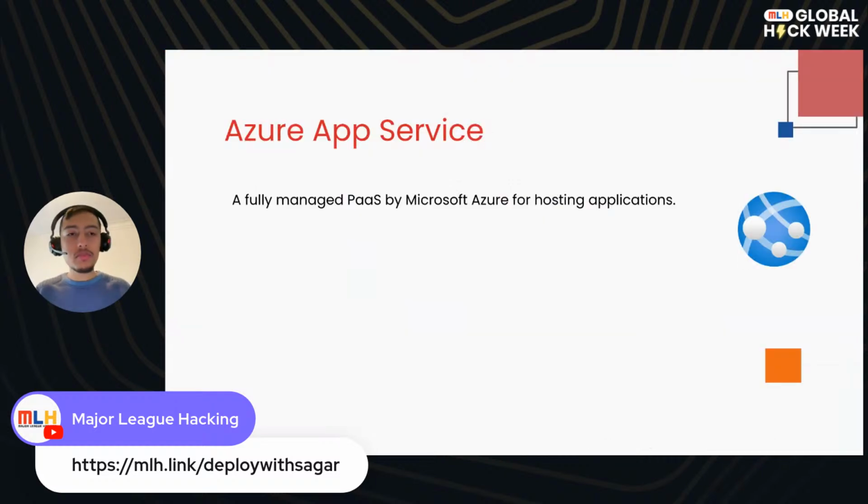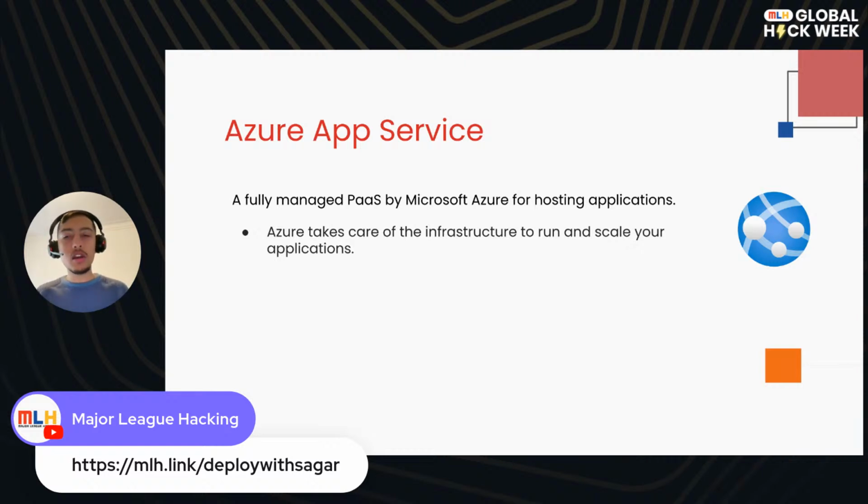All right. So let us talk about the first service that we are going to use today. That's going to be the Azure App Service. It's a fully managed platform as a service, like I mentioned previously, for hosting different kinds of applications. And it takes care of the infrastructure for you. So you don't have to worry about setting up the VMs, configuring network firewalls, or all those things. It's taken care of by Azure for you.